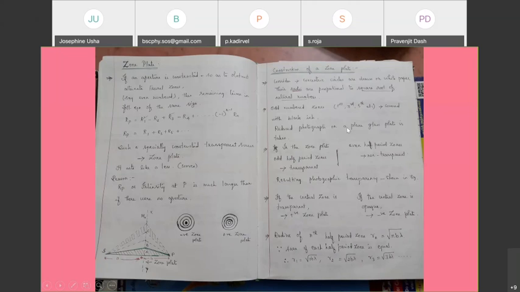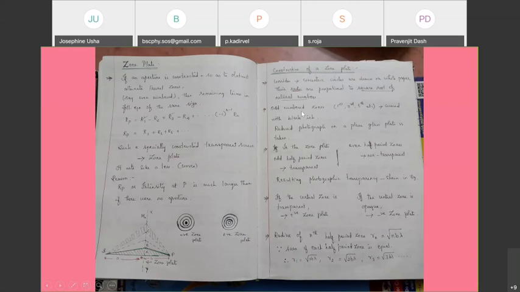Now come to the construction of the zone plate. In the construction, we consider concentric circles drawn on simple white paper. Concentric circles are drawn, and their radii are important. Different circles we have drawn, and the radii are proportional to the square root of natural numbers. We will see this in the equation next. So the radius should be proportional to the square root of the natural numbers.